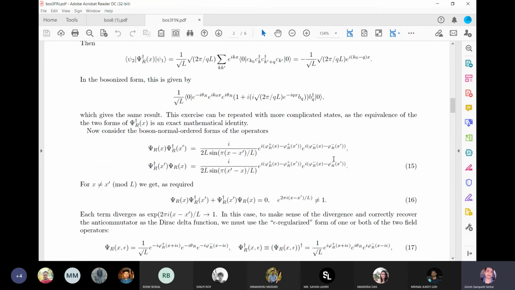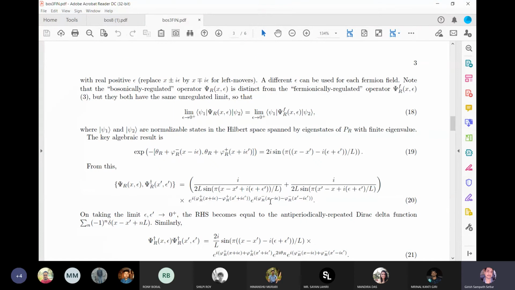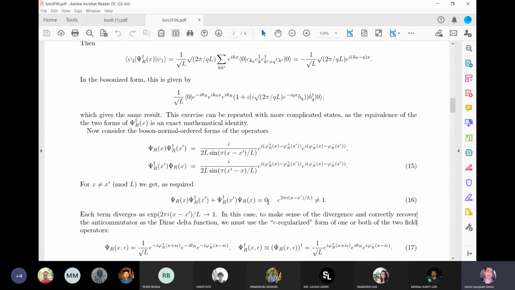But then remember that we are not satisfied by this, because we have to show what happens as x tends to x dash. It should give you a Dirac delta function, isn't it? Because when x is not equal to x dash, fine. But what if x is equal to x dash? This should actually give you delta 0. So in other words, strictly speaking, you should not show that this is equal to 0. You should show it's equal to Dirac delta. So how are you going to do that?